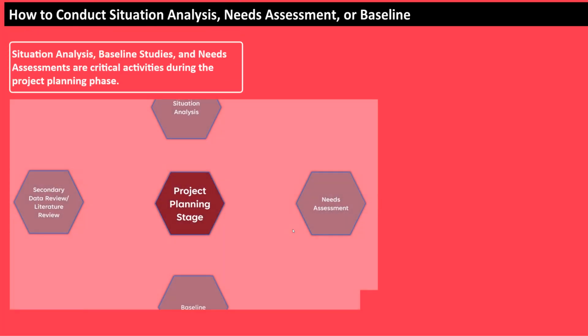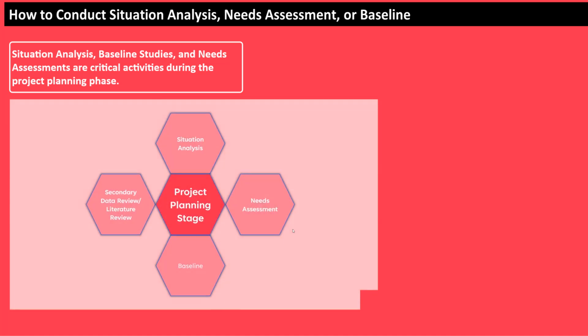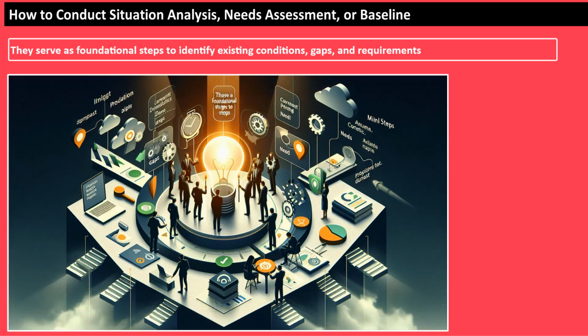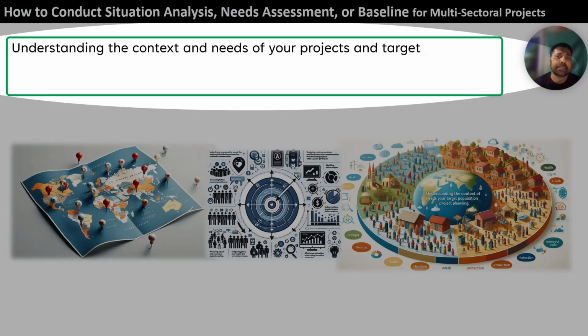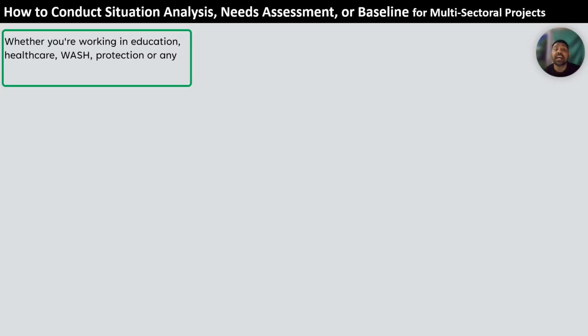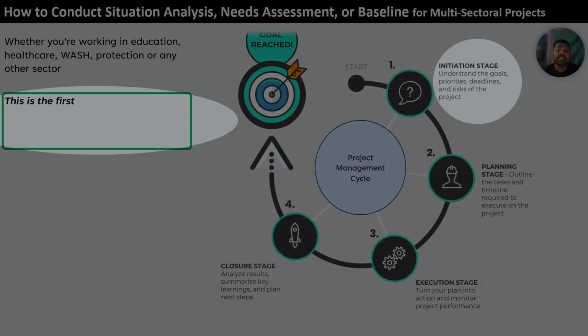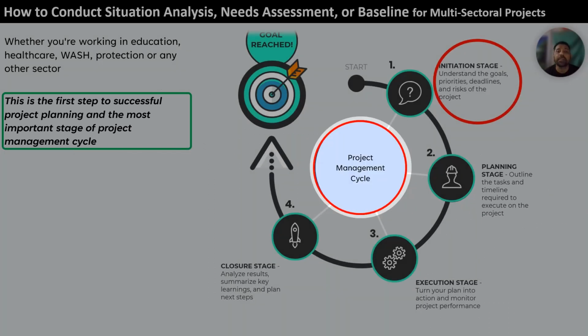Situation analysis, baseline studies and needs assessments are critical activities during the project planning phase. They serve as foundational steps to identify existing conditions, gaps and requirements. Understanding the context and needs of your project and target population or community is crucial for designing effective interventions and the success of your project. Whether you are working in education, healthcare, WASH, protection or any other sector, this is basically the first step to successful project planning, and this is the most important stage of the project management cycle.